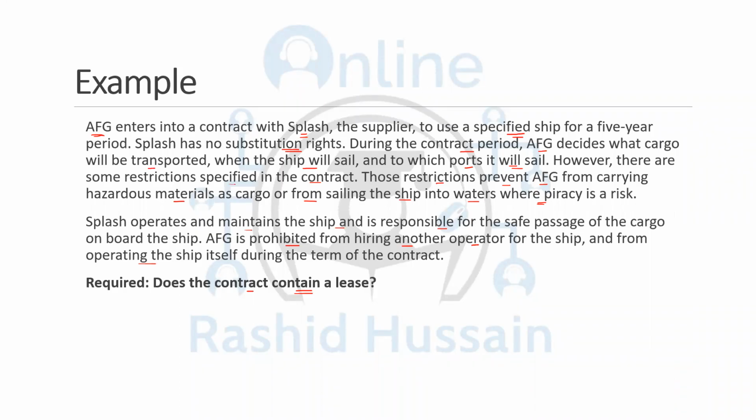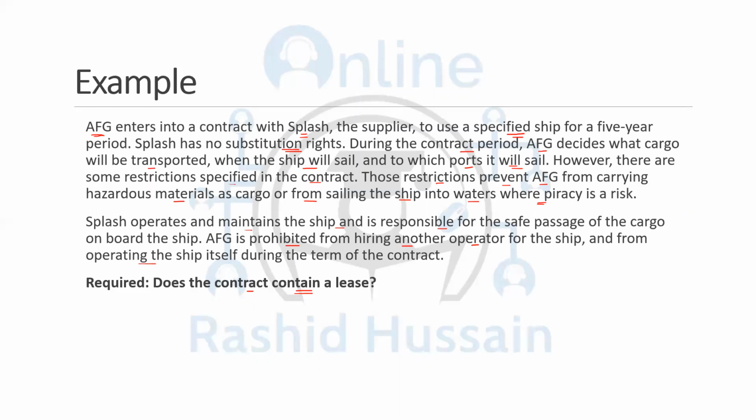Why is it a lease contract? Because the asset is the identified asset. The ship is being specifically mentioned within the contract, and there are no substitution rights. So the identified asset point is met. Now we need to see the right to control. Who is deciding which goods to be transported? What cargo to be transported? AFG. When the ship will sail, who is deciding? AFG. Which ports it will sail? AFG.